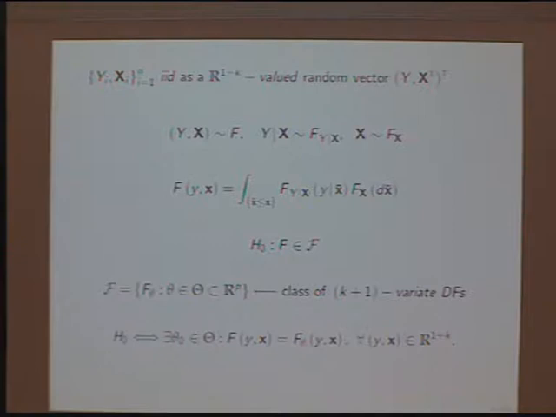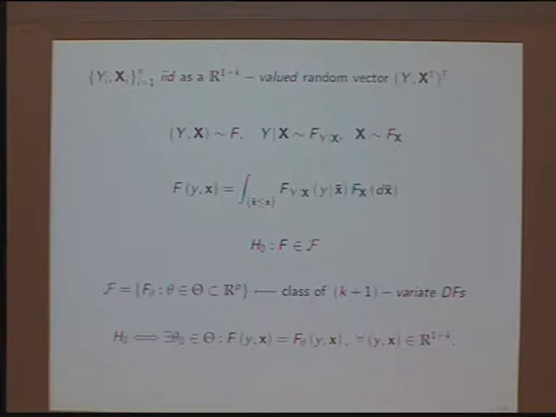Then, of course, we can represent in this way the joint distribution of y and x in terms of the conditional, and the null hypothesis in the classical case is that the joint distribution belongs to some particular parametric family indexed by some parameter vector. Then the null hypothesis can be expressed also in terms of some unknown parameter, theta zero, that is, that the joint distribution is going to be equal to F at theta zero, I forgot here the theta zero, for all y, x in the Euclidean space.